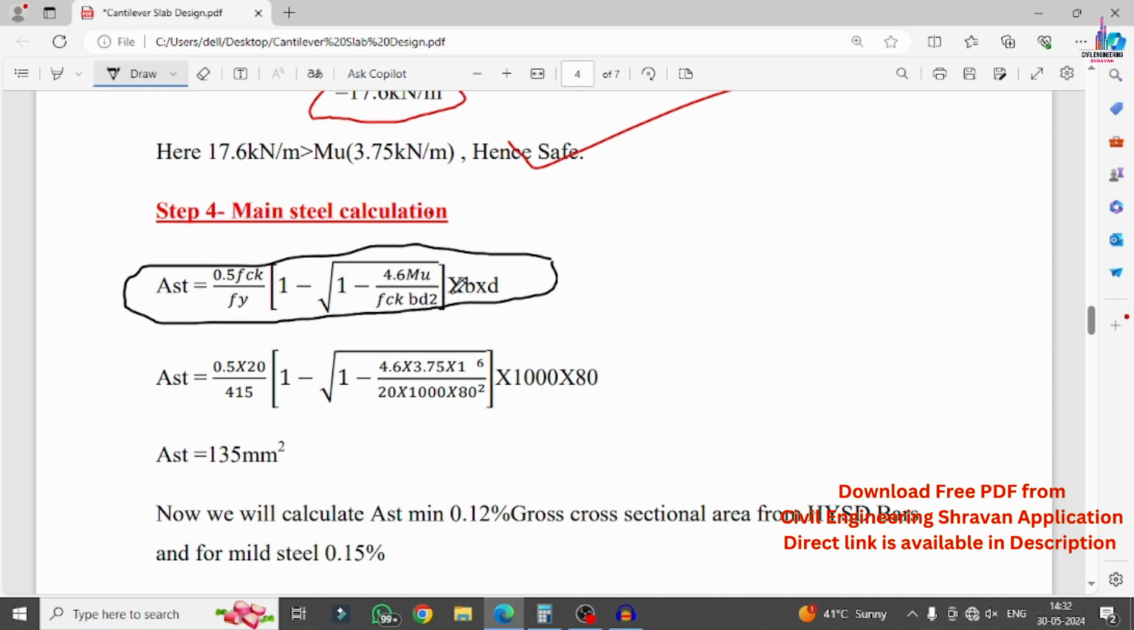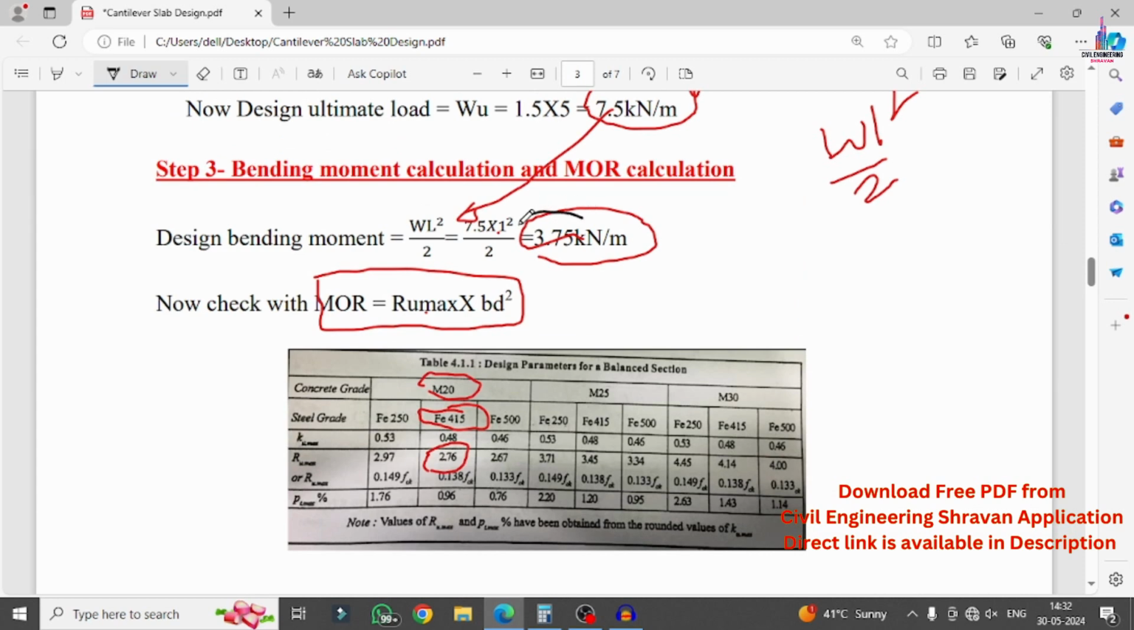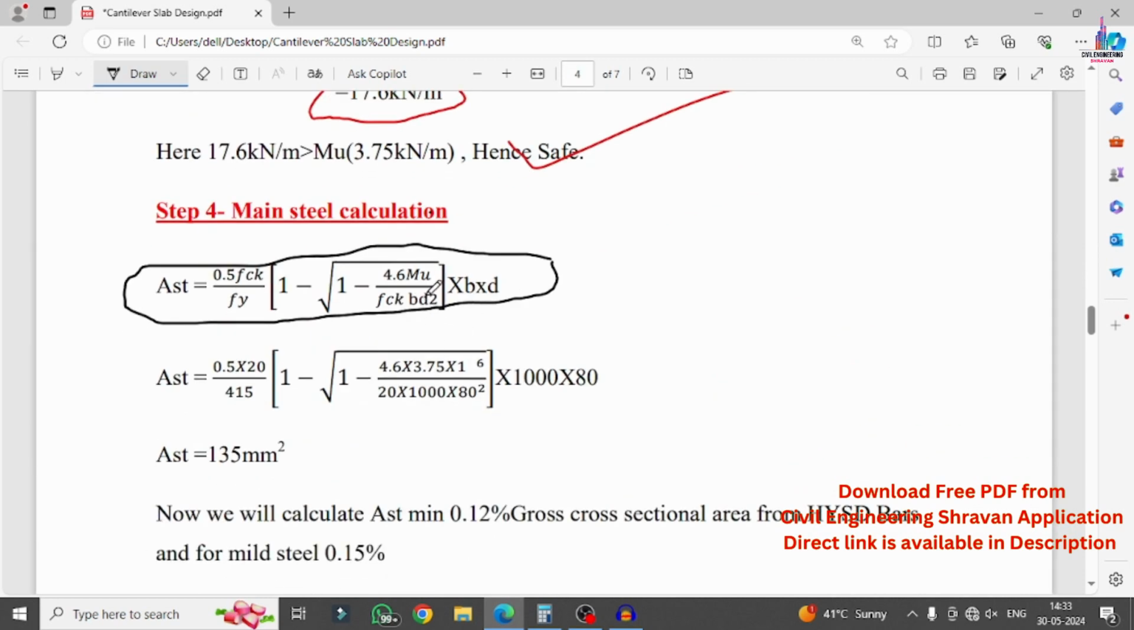Ast equals 0.5, fck is the grade of the concrete, 20. We have already assumed that value. Grade of the steel is 415. 1 minus under root of 1 minus 4.6 into 3.75, which is the moment value we calculated here, divided by fck, which is 20 here. b is the width of the particular slab section, I am assuming here as 1000, and the depth of the slab is 80. Okay, so we have to consider 1000 into 80, and the value of Ast comes approximately 135 mm square here. Okay, so this is the process of calculating the Ast value.